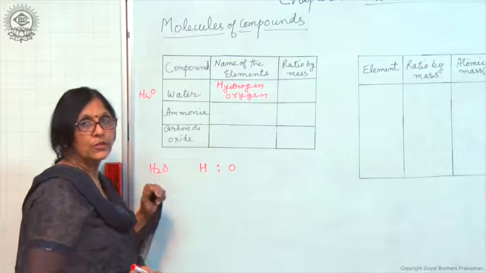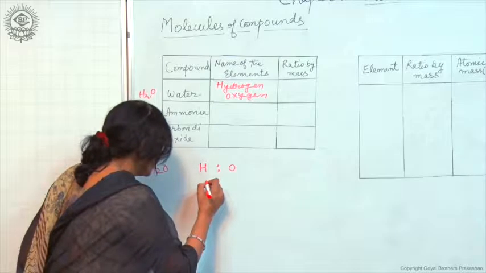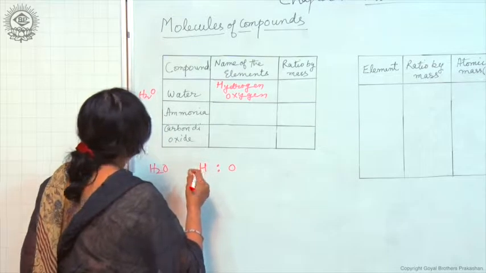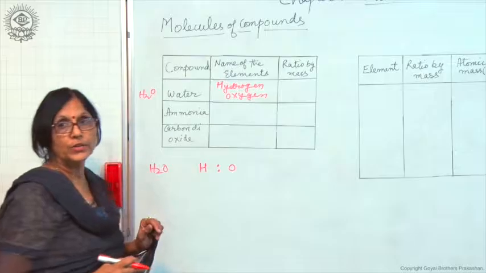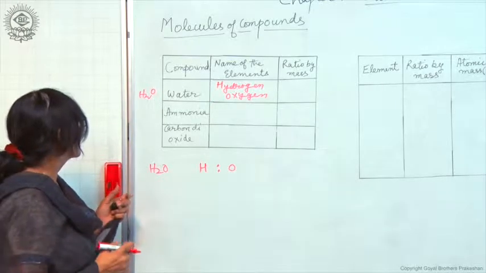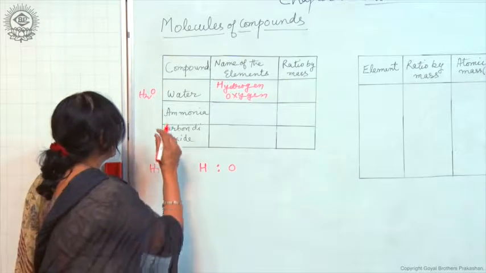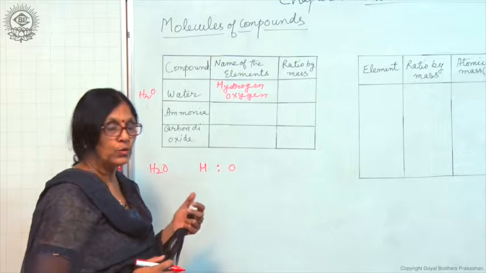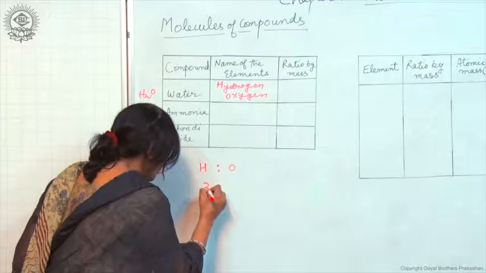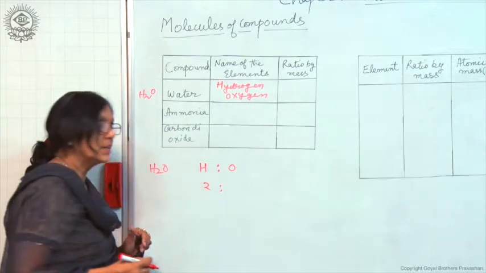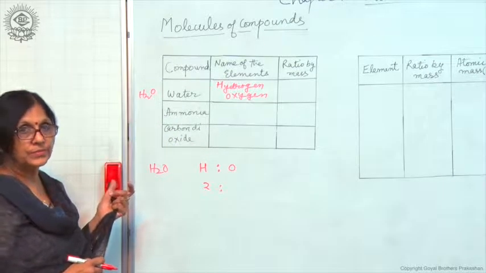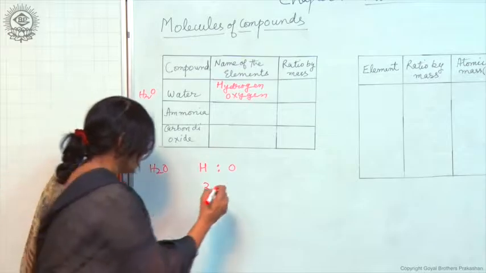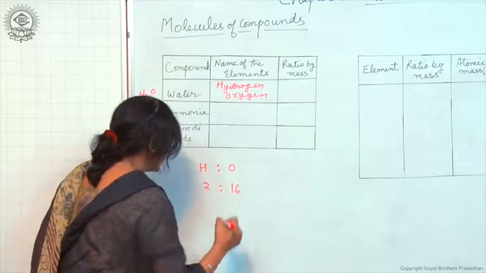What is the atomic mass of hydrogen? It is equal to 1. But how many atoms of hydrogen are present in a water molecule? 2. So the mass of 2 hydrogen atoms will be 2 AMU or 2 U. So let us write 2 here. What is the atomic mass of oxygen? It is 16. So we write here 16.